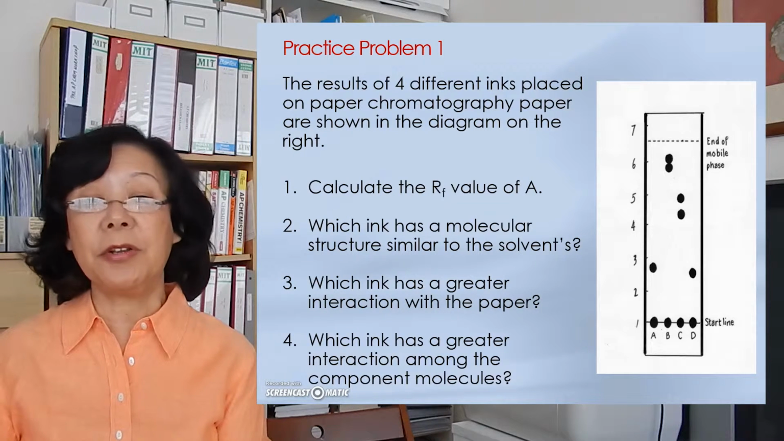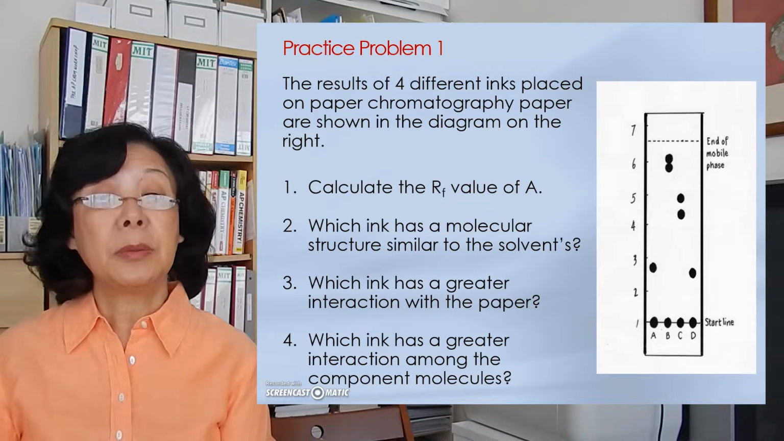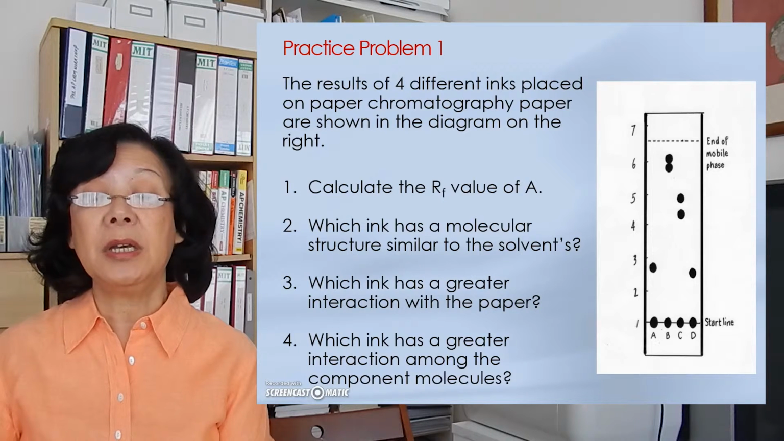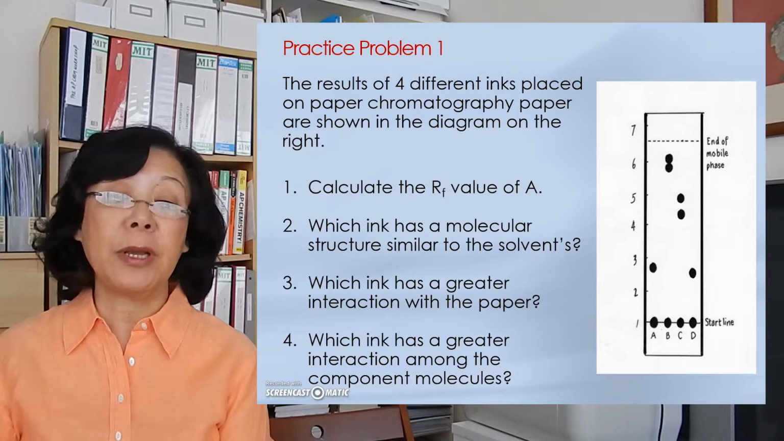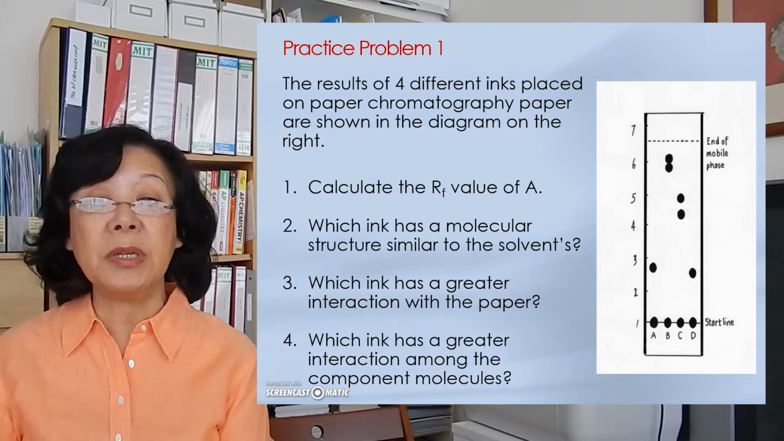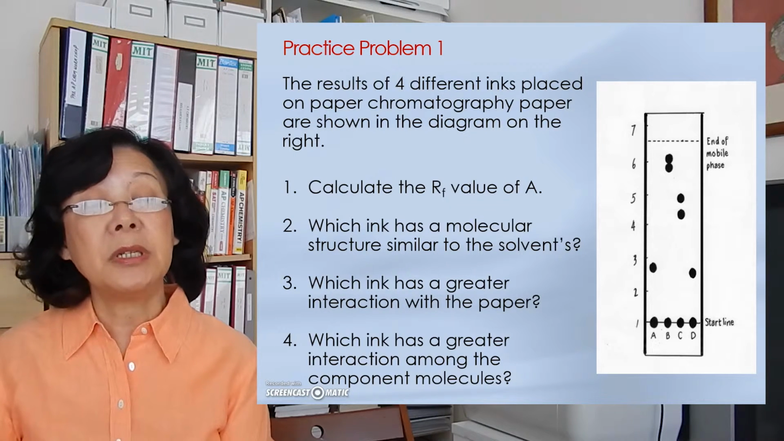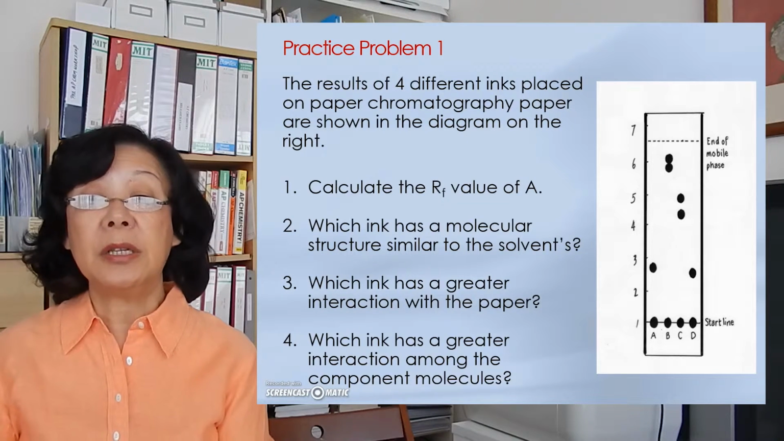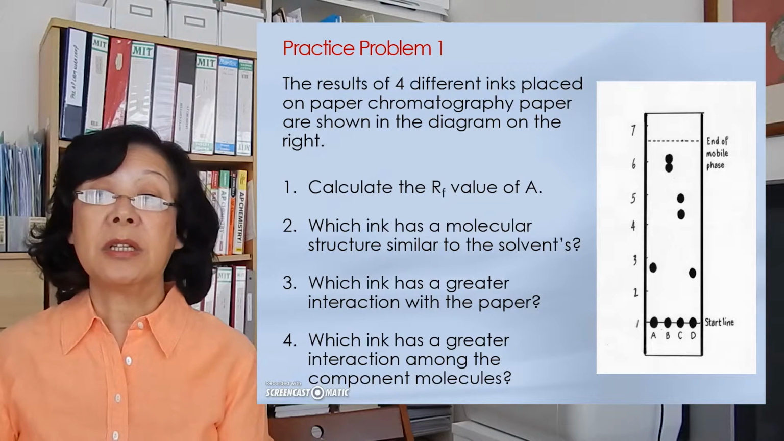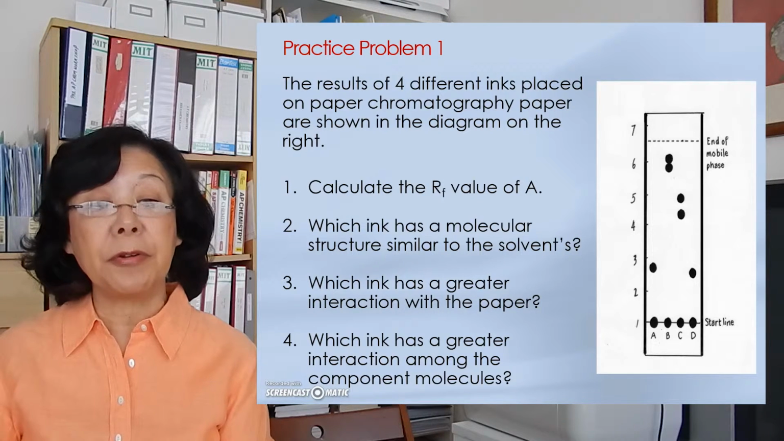Which ink has a greater interaction among the component molecules? As you can see, there are two dots for ink B and ink C, meaning that they have two components in the dye mixture, and in dye B, the two dots are very close together. That means they have great attraction for one another.